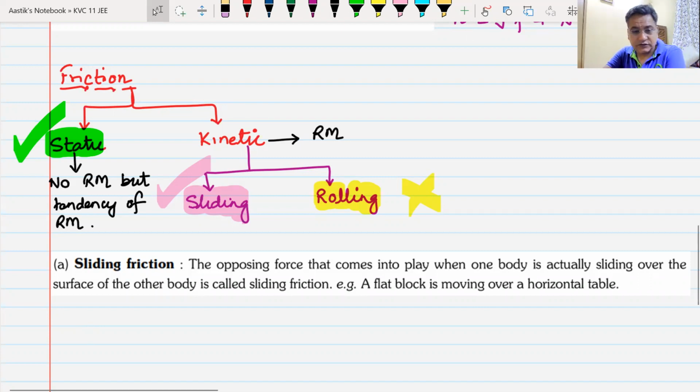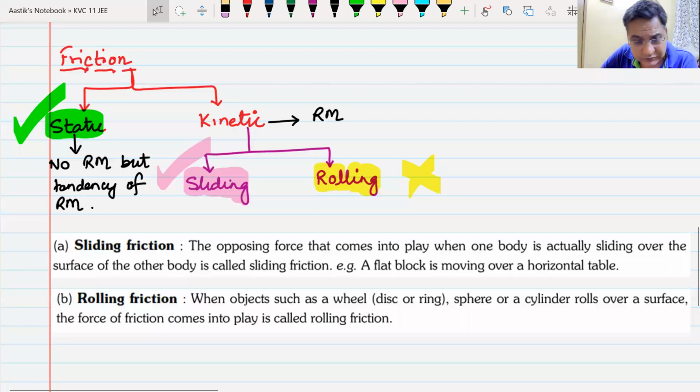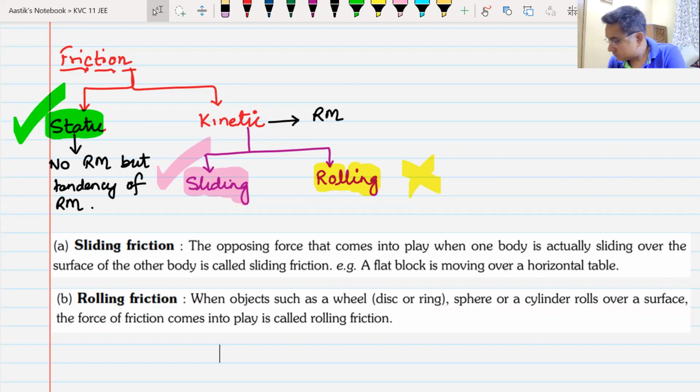Then once you know what is sliding friction, can you tell me what will be rolling friction? Its cousin brother. When bodies are rolling over each other, a disc or a wheel rolling over the ground, the friction between the body and the surface is known as rolling friction. Do we understand this?